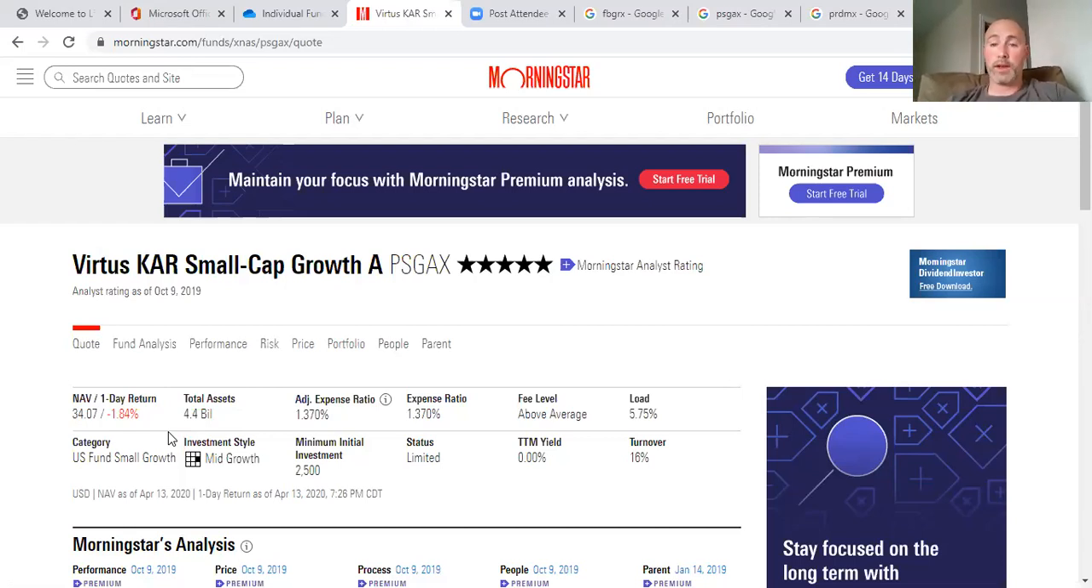Well, let's take a look at this one. This is the small cap. This is the aggressive growth. This is the riskiest of the ones that we are recommending to be in your portfolio. And if you take a look right here, it's got a 5-star rating on this Morningstar website.